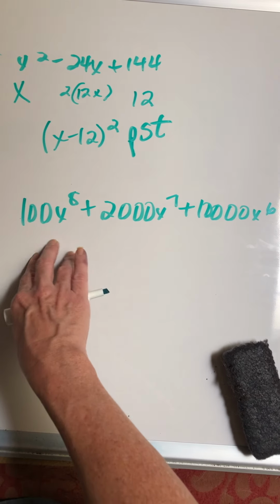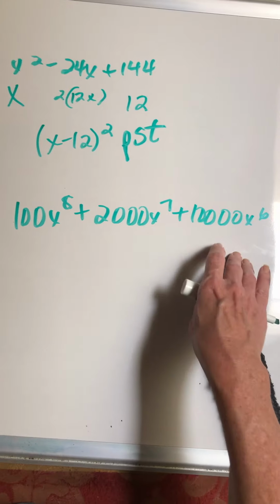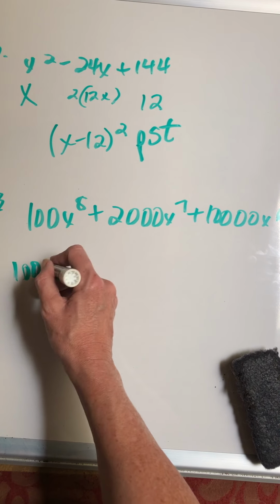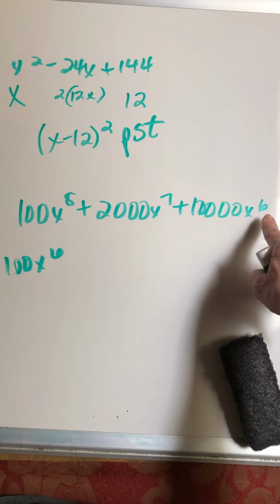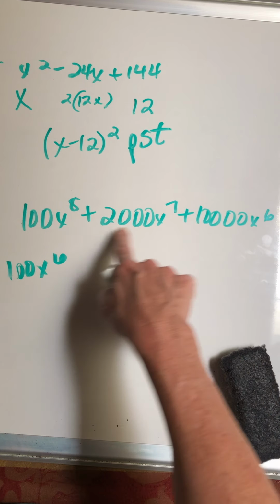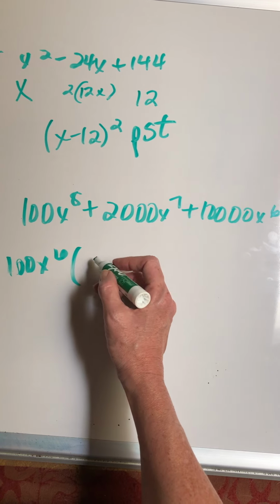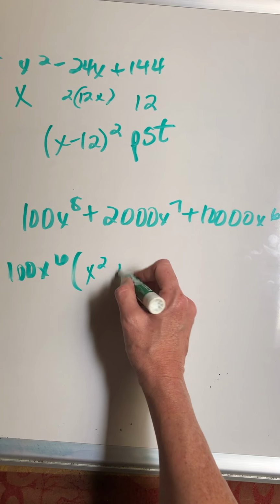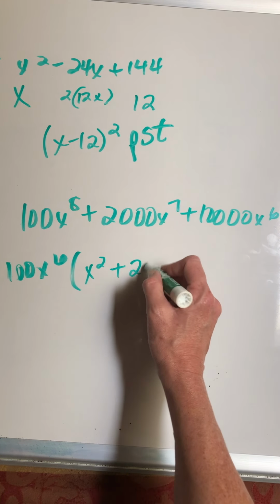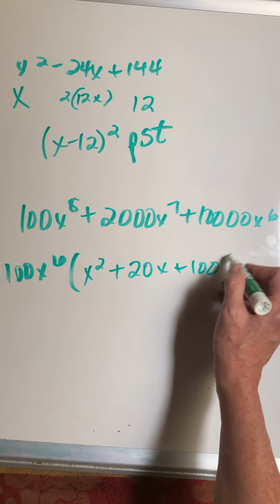Okay, so I can take a 100 out of every one of these. I can also take an x to the 6th out of each of them. And it's going to leave me something that factors easily: x squared plus 20x plus 100.